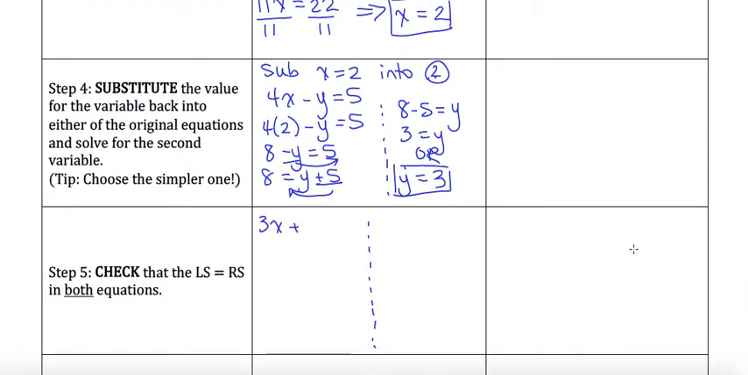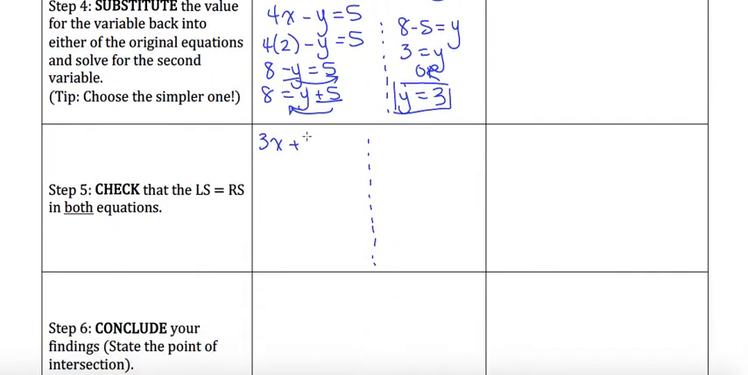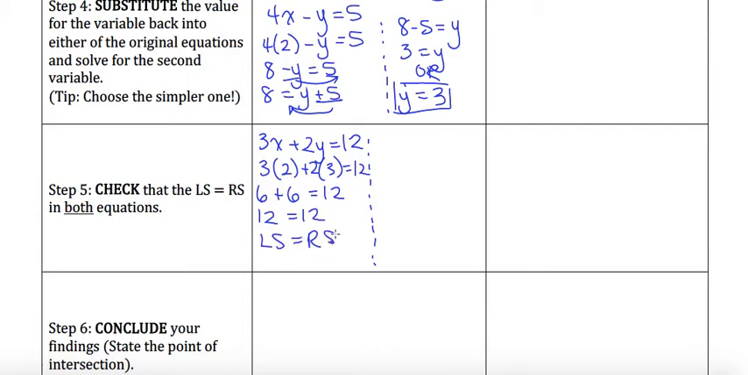3x plus, what did I say again? Yeah, 2y equals 12. All right, so 3 times 2 plus 2 times 3 is equal to 12. 3 times 2 is 6, plus 2 times 3 is 6. 6 plus 6 is 12. 12 equals 12. Left side equals right side. We're off to a good start.